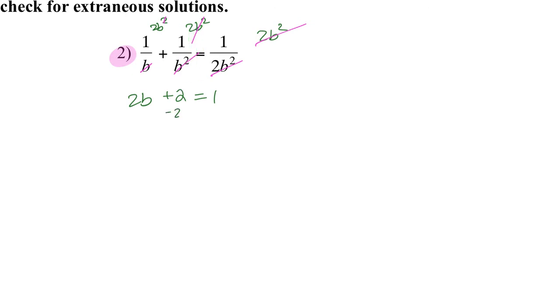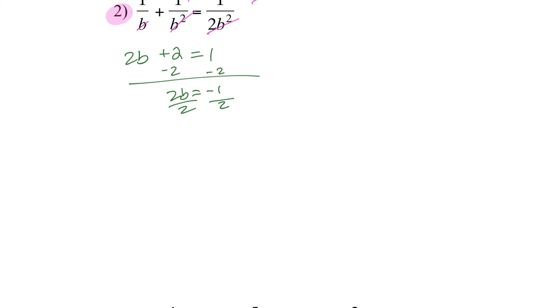Now I'm going to subtract 2 on both sides. So 2b equals negative 1, and then divide by 2. So that means that b equals negative 1 over 2.